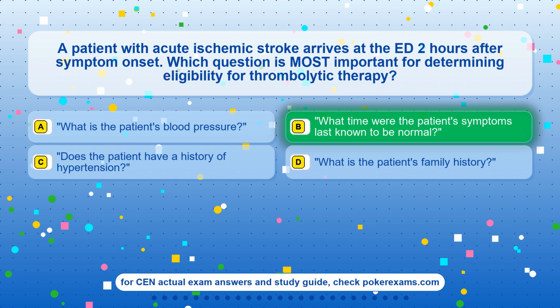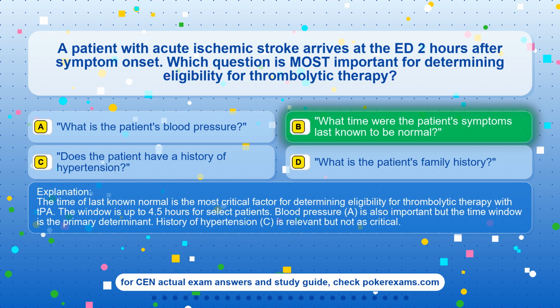The correct answer is option B. What time were the patient's symptoms last known to be normal? The time of last known normal is the most critical factor for determining eligibility for thrombolytic therapy with TPA. The window is up to 4.5 hours for select patients. Blood pressure, A, is also important, but the time window is the primary determinant. History of hypertension, C, is relevant but not as critical.